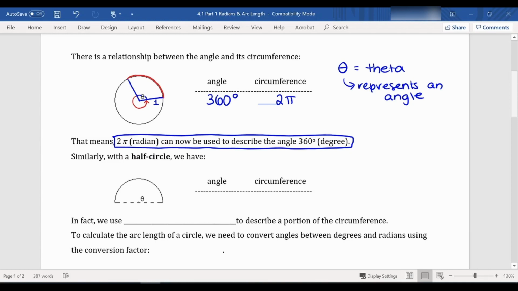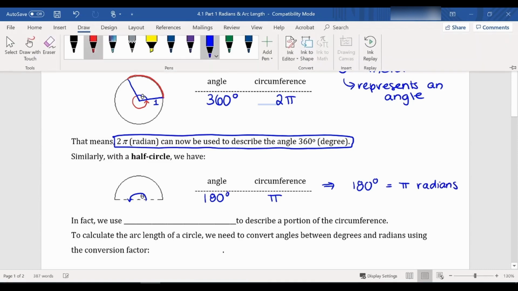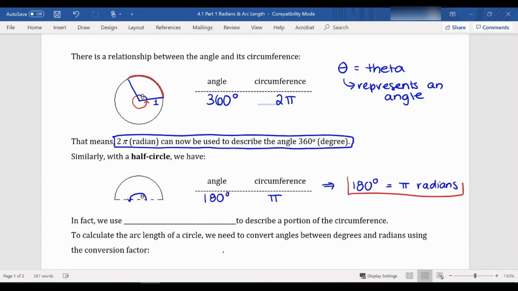With a half circle, our angle would be 180 degrees. This here is 180 degrees. And this would be a half of our circumference, which instead of being 2 pi would be 1 pi. If we went around the outside of that circle, that would have a circumference of pi. So this means that 180 degrees is equal to pi radians. And this is what we are going to use to convert between degrees and radians.